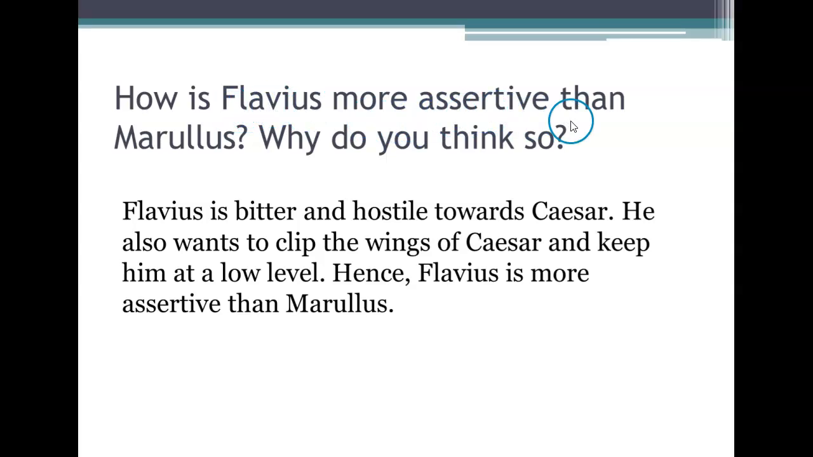How is Flavius more assertive than Marullus? Why do you think so? Flavius is bitter and hostile towards Caesar. He also wants to clip the wings of Caesar and keep him at a low level. Hence, Flavius is more assertive than Marullus.